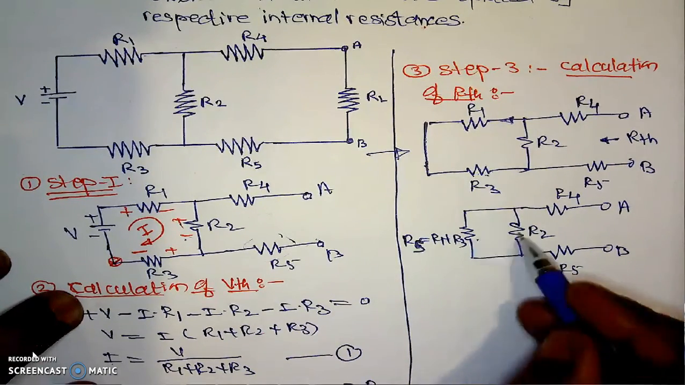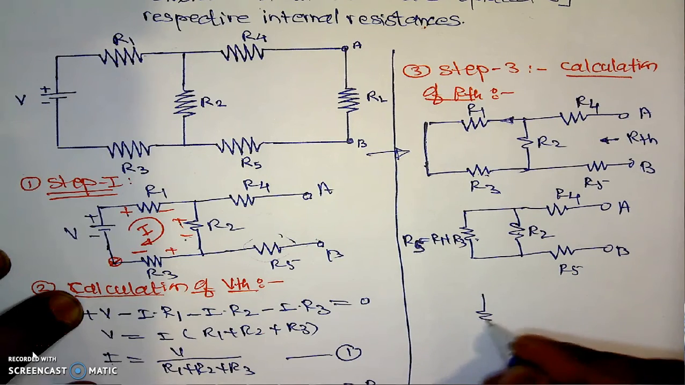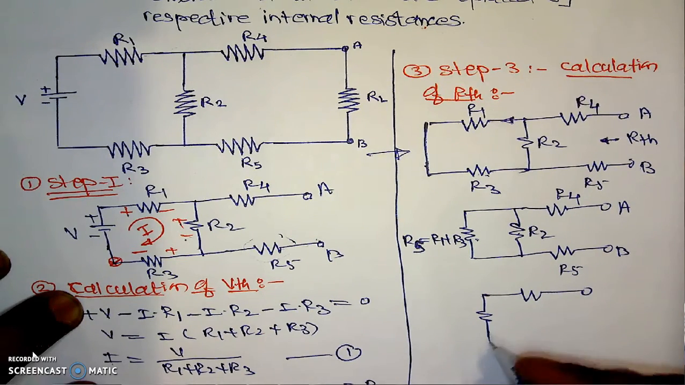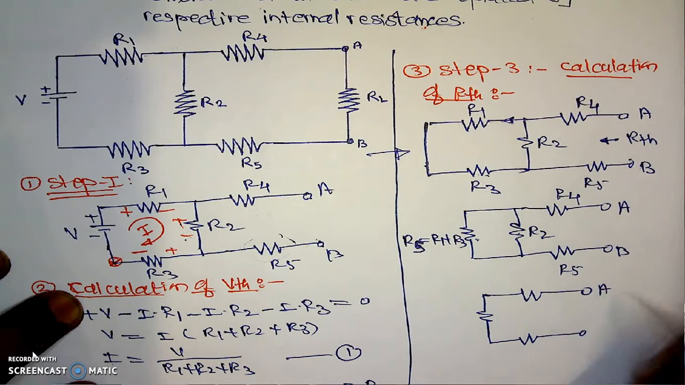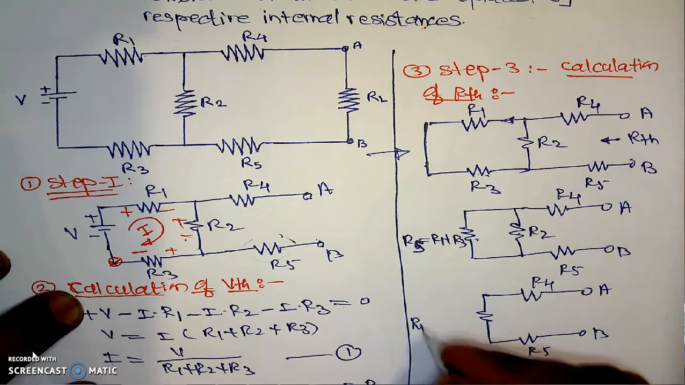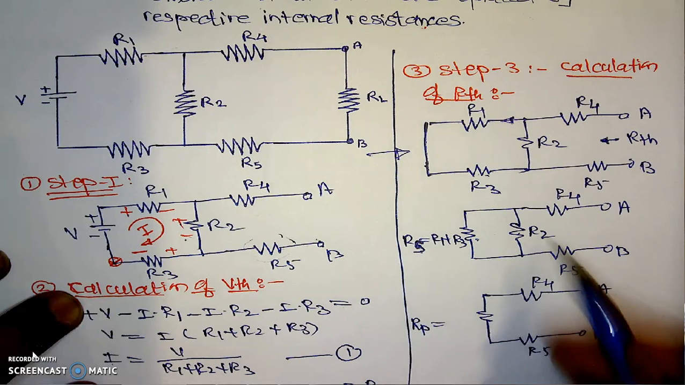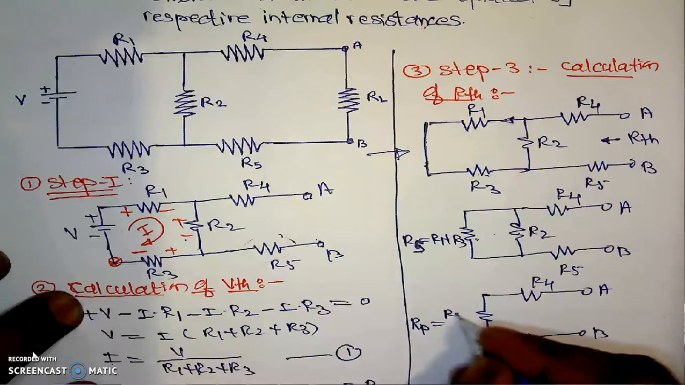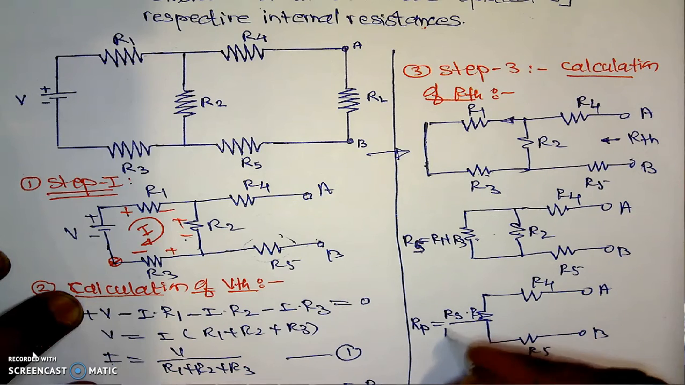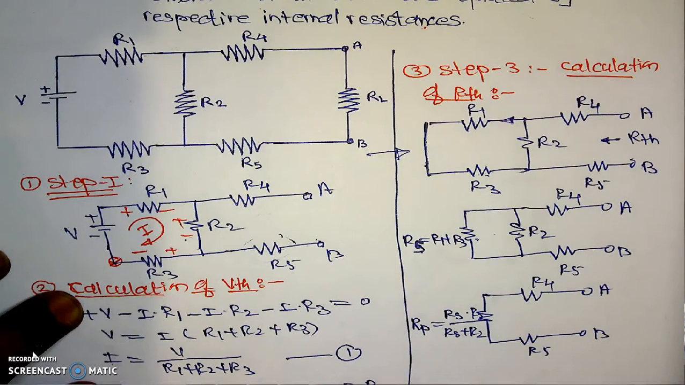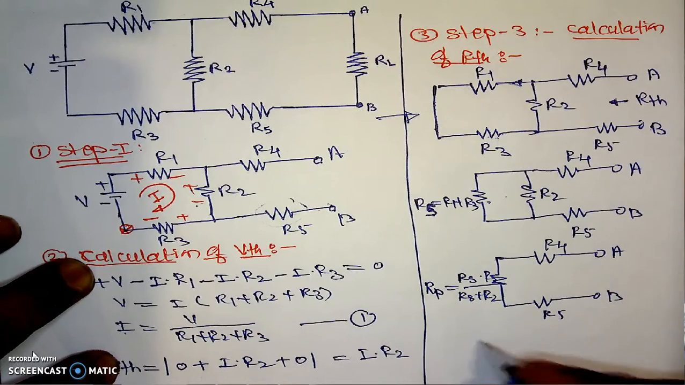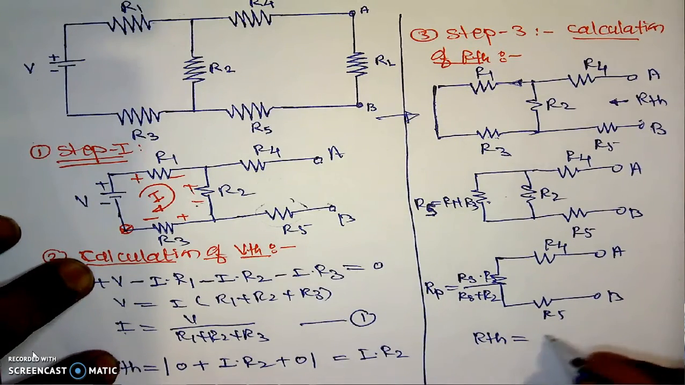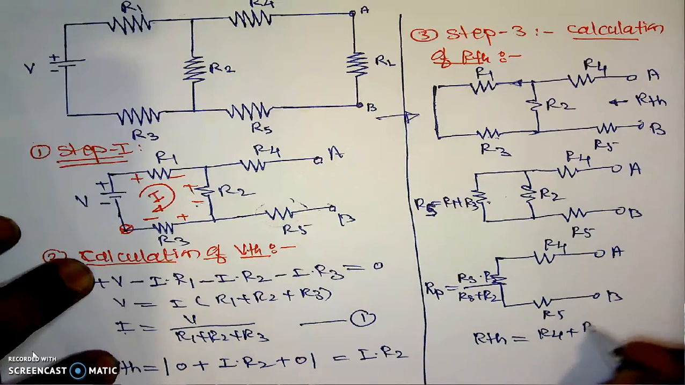If these two resistances are in parallel, its next figure will be something like this. Here is the A terminal, this will be B. Here it is R4, this is R5, and this is RP, the parallel combination of RS and R2. Then the parallel combination will be RS into R2 divided by RS plus R2. Now here it is a simple series circuit. That's why we can find its RTH, which is equal to R4 plus RP plus R5.